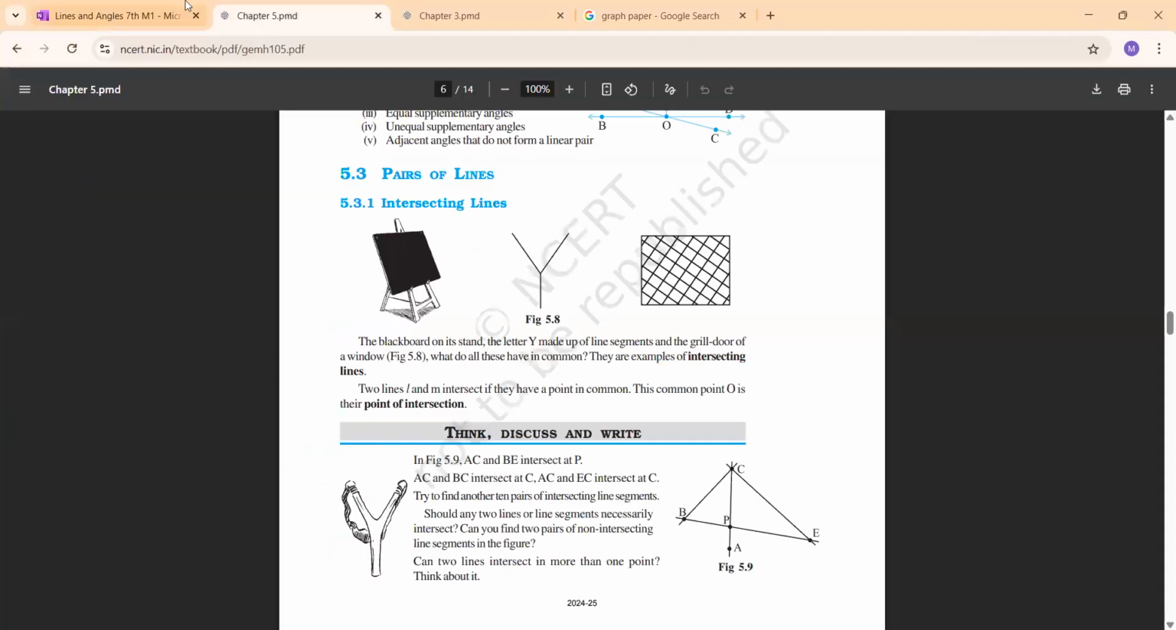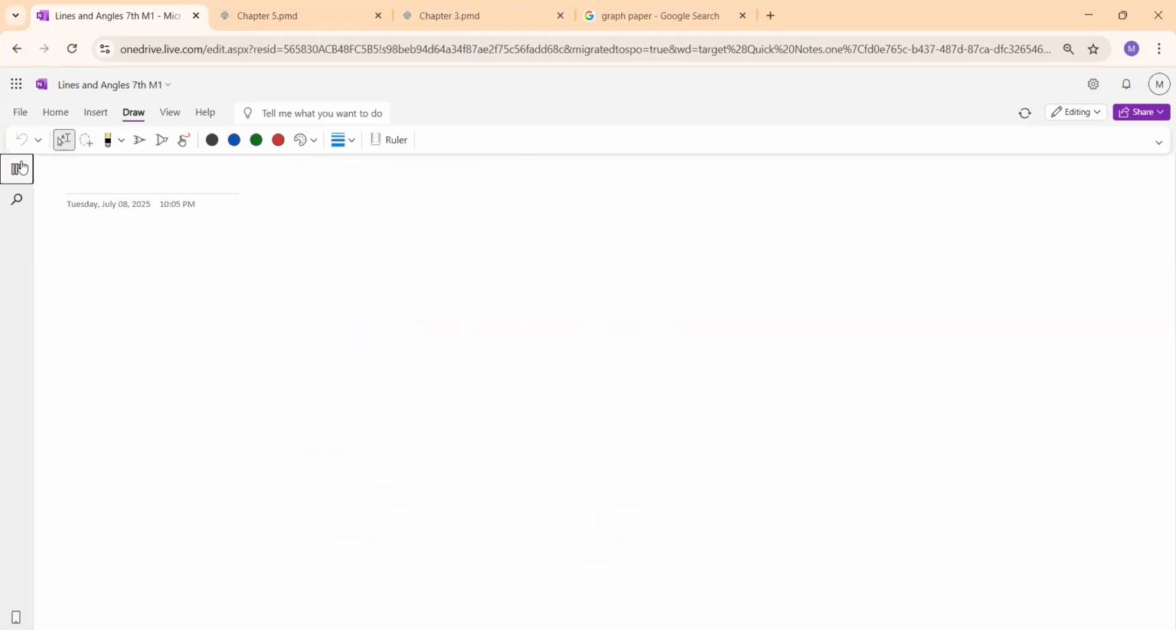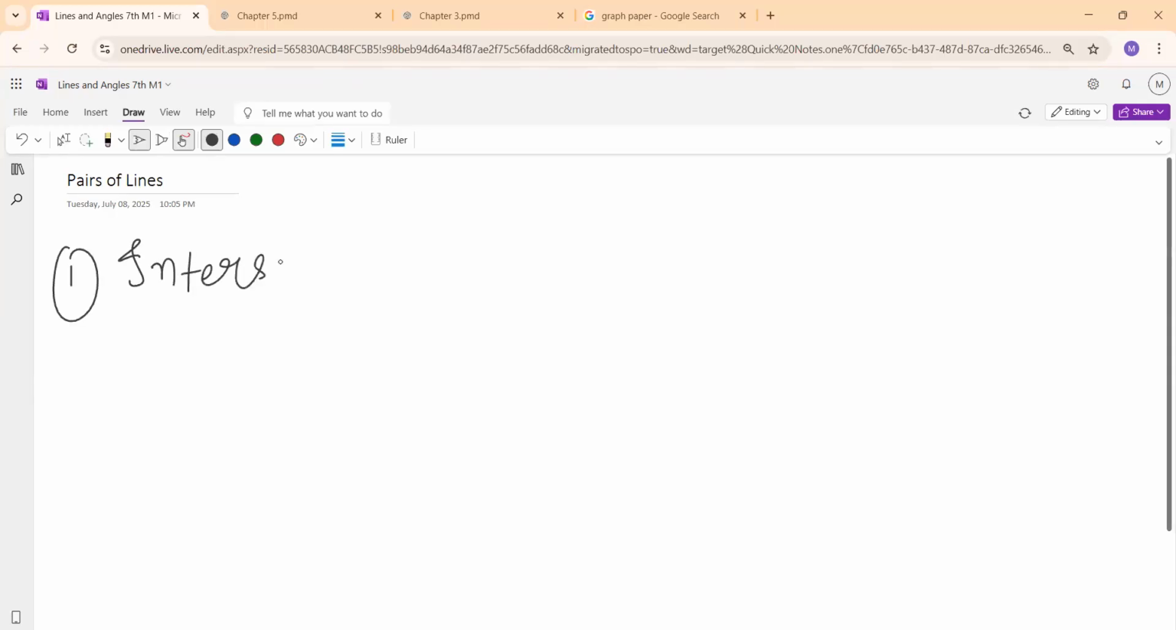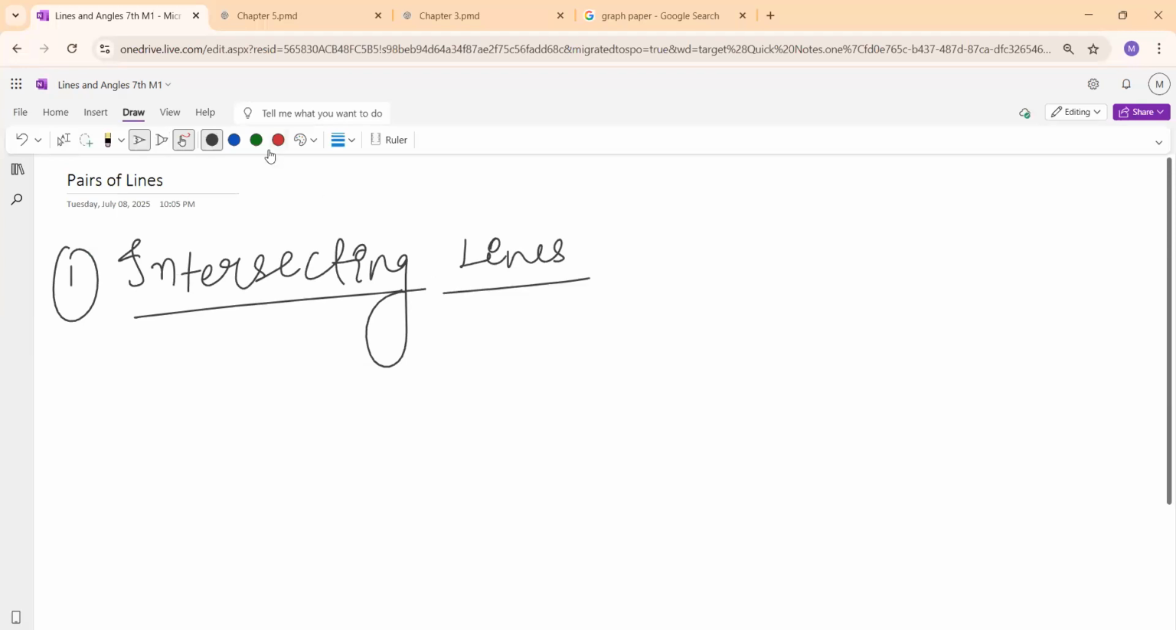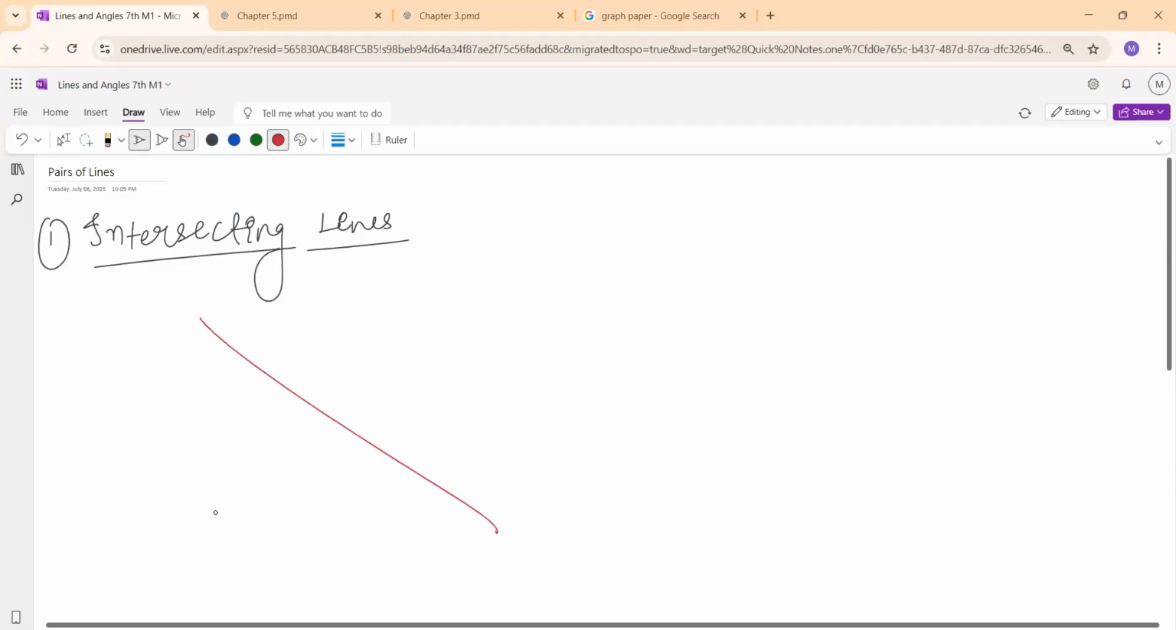So, starting with pairs of lines. The first type of lines are intersecting lines. What are intersecting lines? Two lines which cross each other, which cut each other. This and this. Okay, they are intersecting lines.